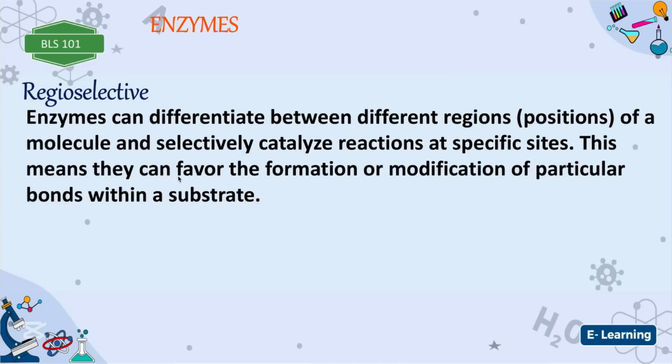Then the next one is regioselective. Now, enzymes can distinguish between different regions of a molecule and selectively catalyze reaction at specific sites. This means that they can favor the formation or modification of particular bond within a substrate. Regioselective has to do with position of a molecule and selectively catalyzing reaction at specific site. They say they are regioselective.